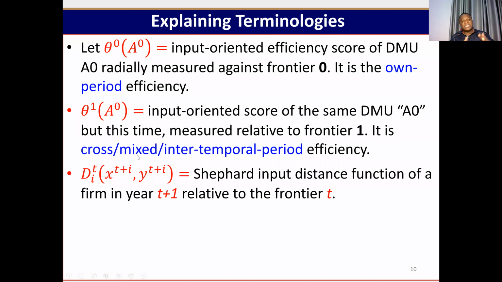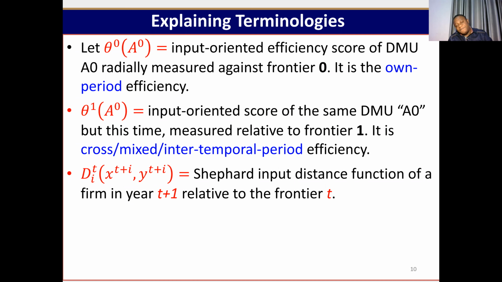Now, this can also be written in terms of distance functions. And I want you to know something here. The distance function X and Y are in the bracket, so that is referring to the DMU in year T plus I. Now I'm using I here instead of the 1. Of course, you can use T plus 1 so that it becomes clearly an adjacent time period. But the I here is indicative of the fact that it can be any number. It can be 1, it can be 2, it can be 3.